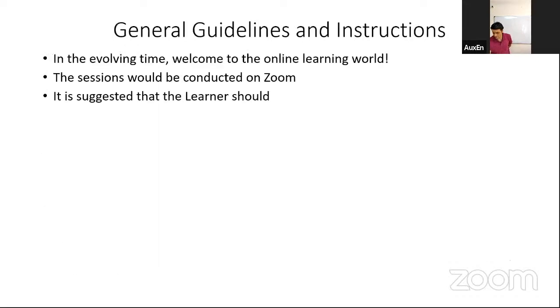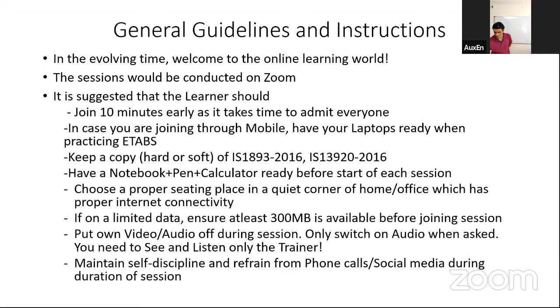Then these are some general guidelines. I think most of you have attended many online sessions, so you are aware of these issues. We would be conducting sessions on Zoom. Then have a hard copy or soft copy of IS 1893 and IS 13920. These two codes we would be referring to, so have a copy of them with you.